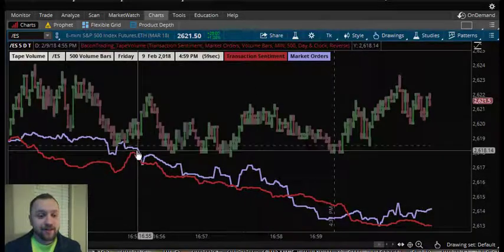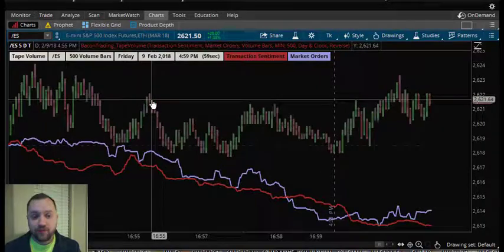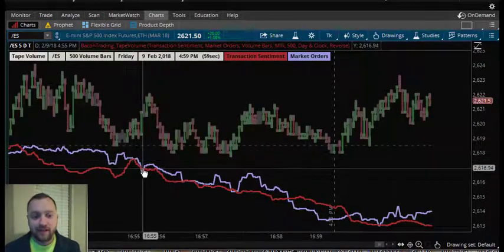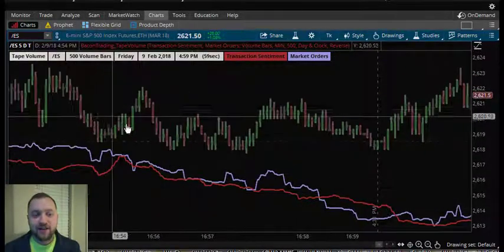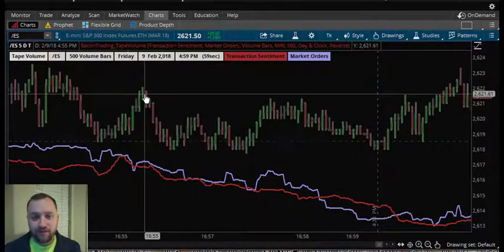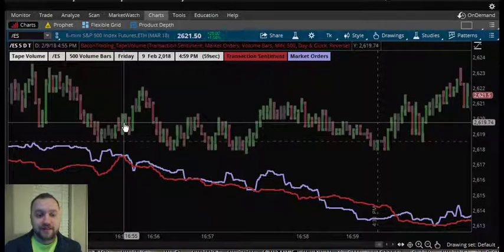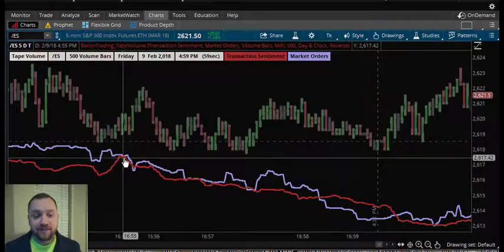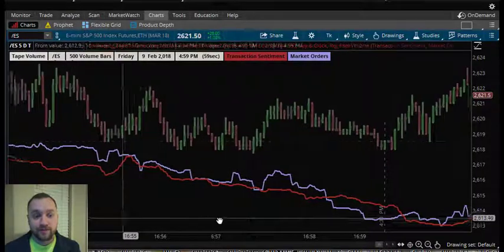So right here, we have selling coming into the market and prices rising. So this is not going down because of the selling. This is going down because there is selling coming into the market and prices are getting better for sellers. So the sentiment is supportive of the downside. And so this is transaction sentiment. It's how the market is responding to trading.